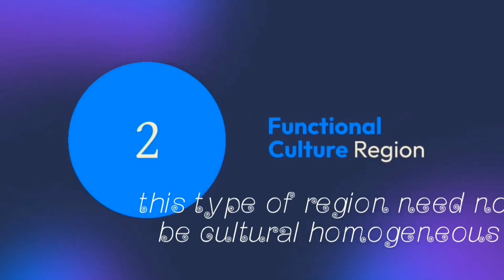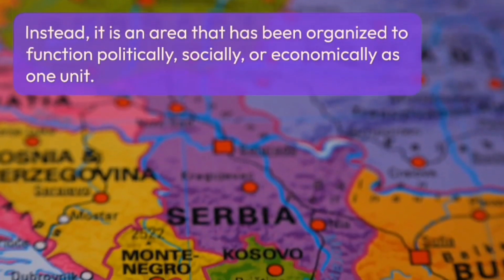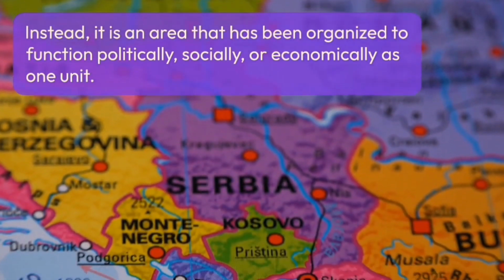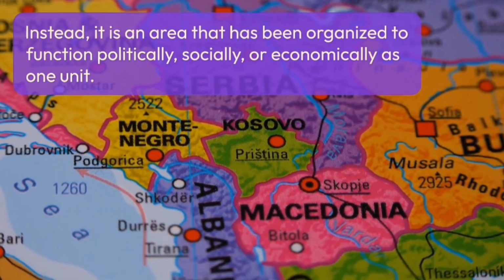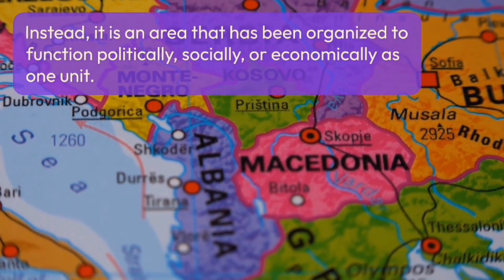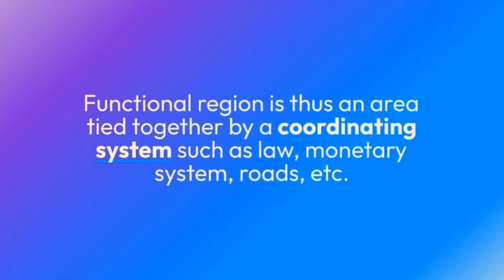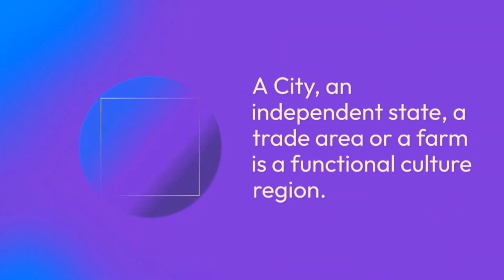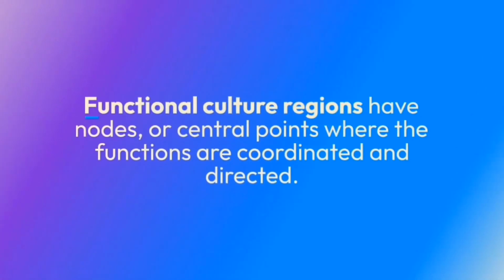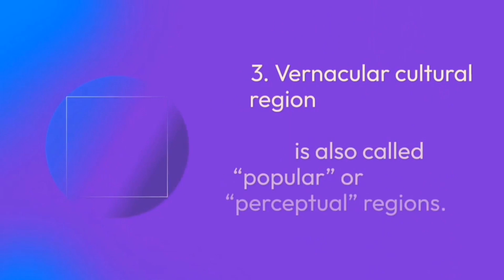2. Functional culture region. This type of region need not be culturally homogeneous. Instead, it is an area that has been organized to function politically, socially, or economically as one unit. Functional region is thus an area tied together by a coordinating system such as law, monetary system, roads, etc. A city, an independent state, a trade area, or a farm is a functional culture region. Functional culture regions have nodes, or central points where the functions are coordinated and directed.